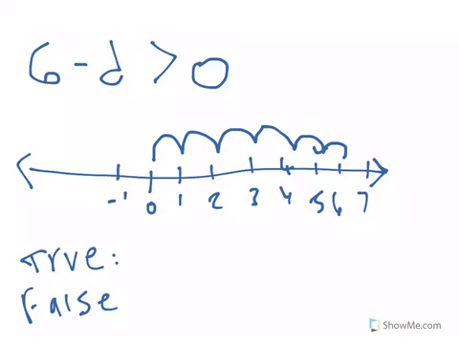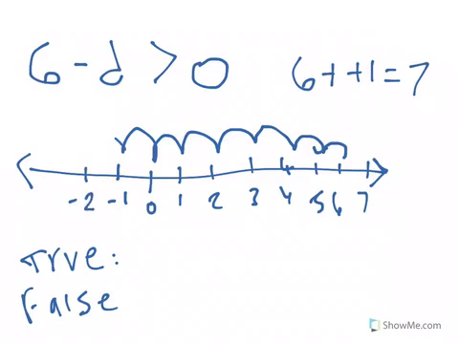Now if I go back, and I was going to go to negative 1. 6 minus negative 1, if you don't know, when you subtract a negative, that's the same as adding a positive. That equals 7, which is still greater than 0.